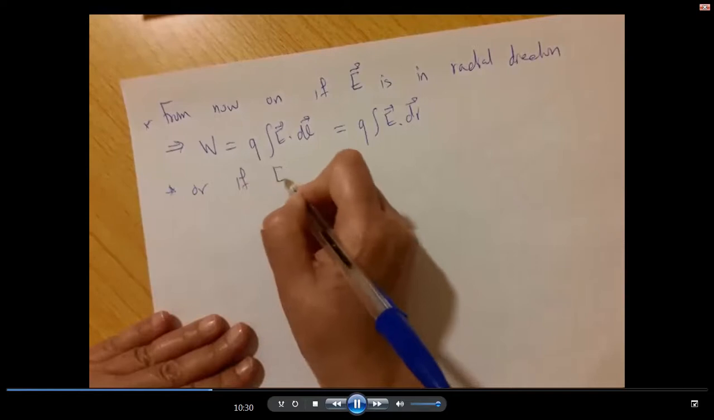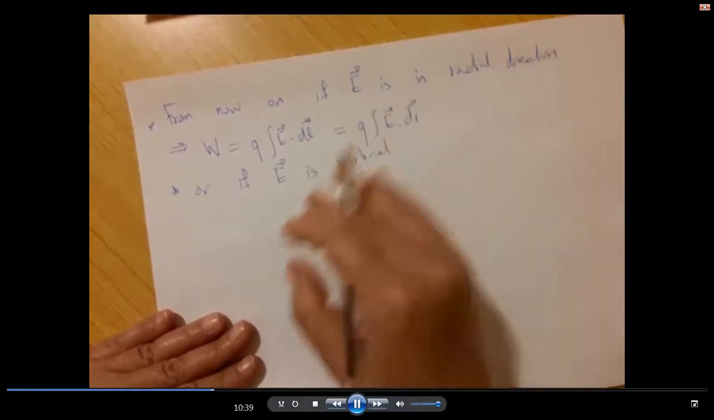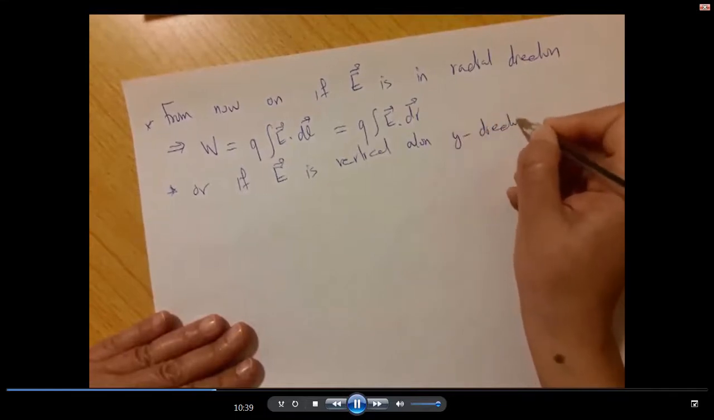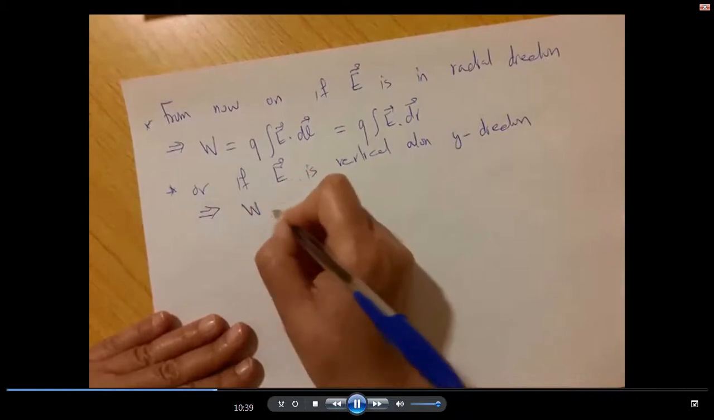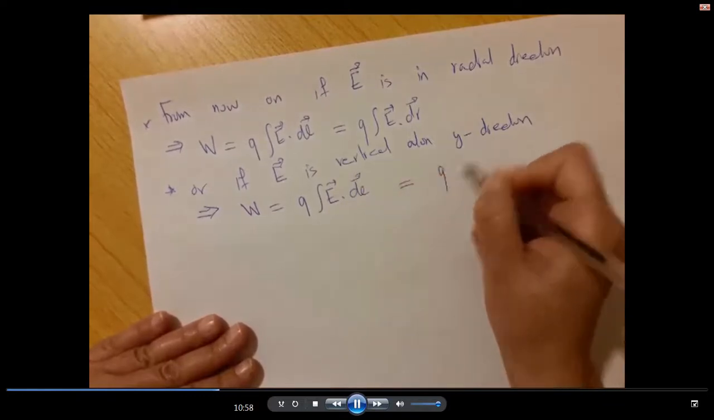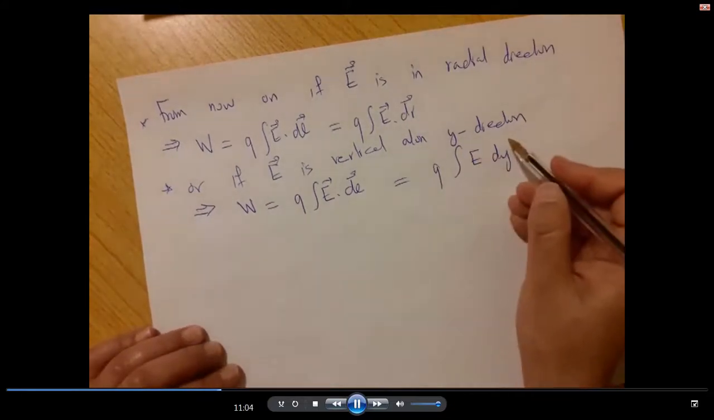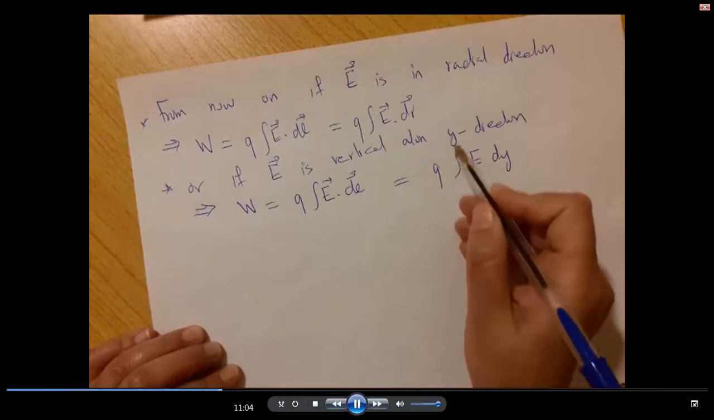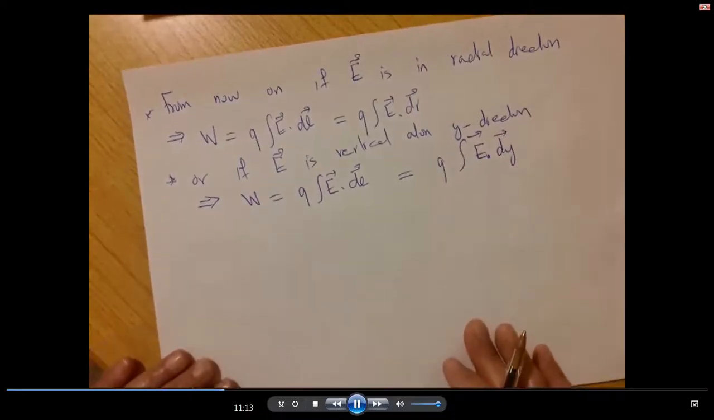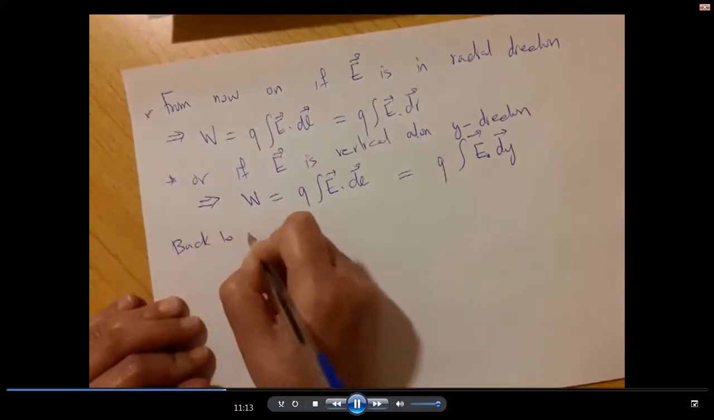Or if E, for example, is vertical, upward or downward, along the Y direction, then what do we say? W is q integral of E dot dl, but we no longer say E dot dl, it is q integral of E dy. You can also put the vectors in, because the limits of integration will show the variation, or to make it more general, let it be this way. So, guys, back to the problem.